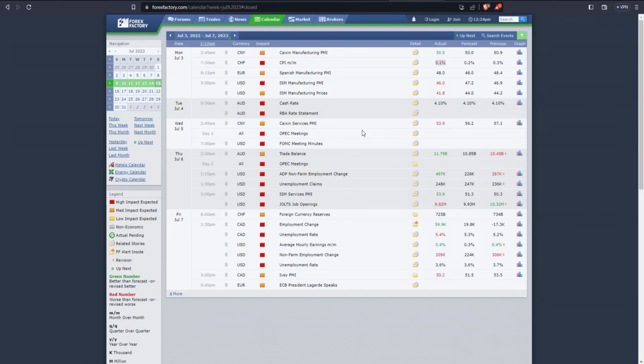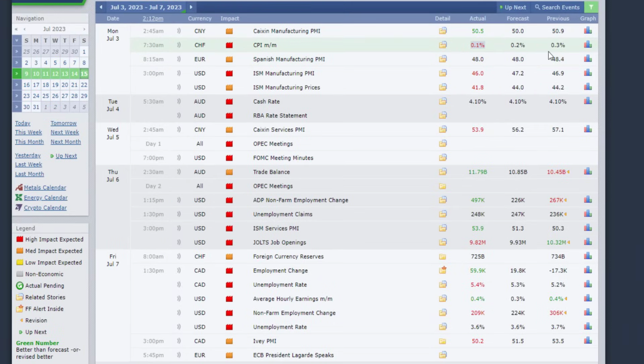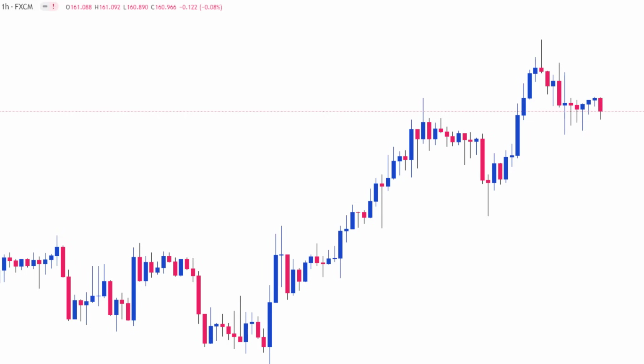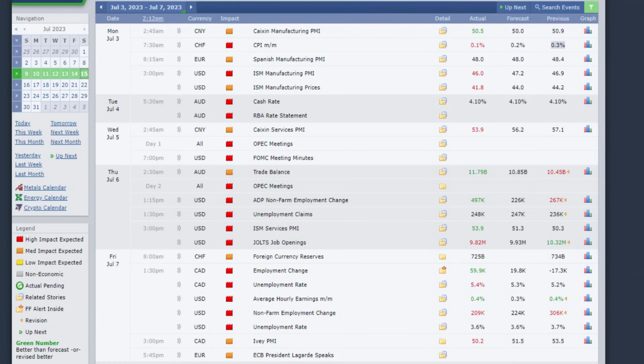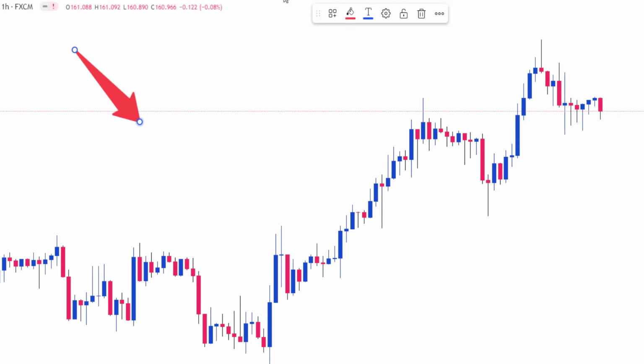Now, I'm going to show you something that is very, very powerful. Look at this. If the previous data is 0.3 and then the world is expecting it to drop, you know, the expectation of people is that the currency is going to drop, and then look at what happened. It actually dropped further.